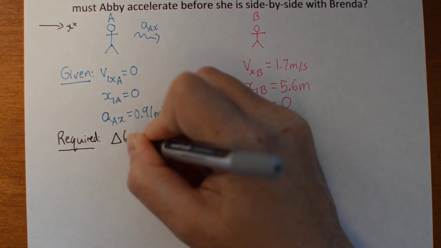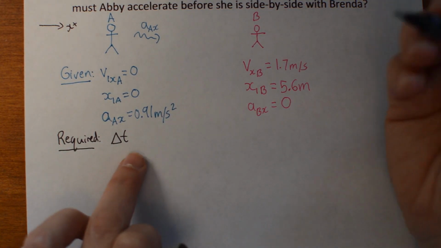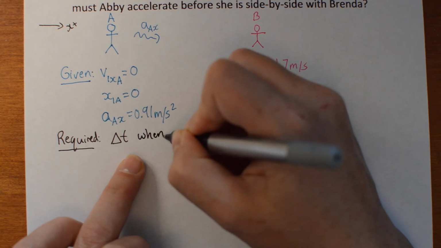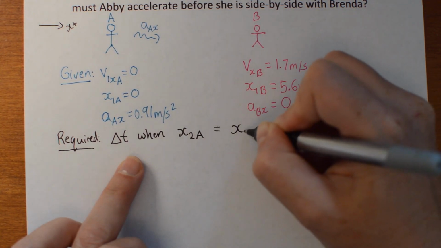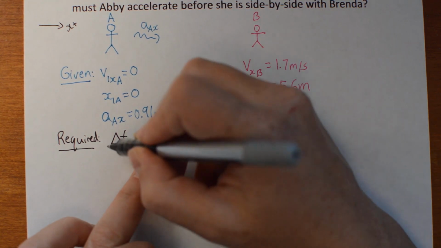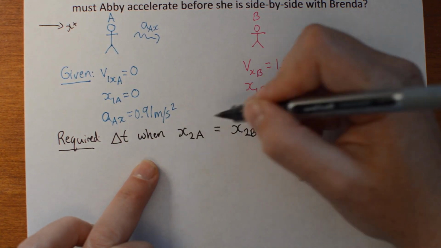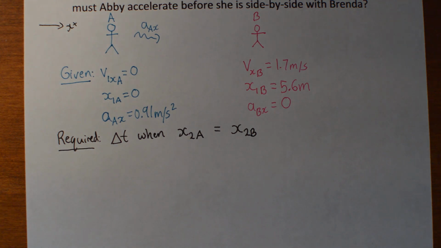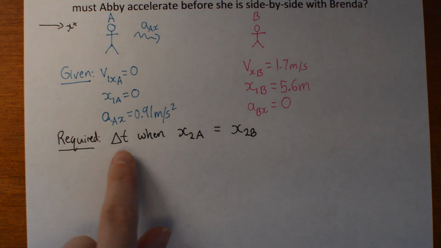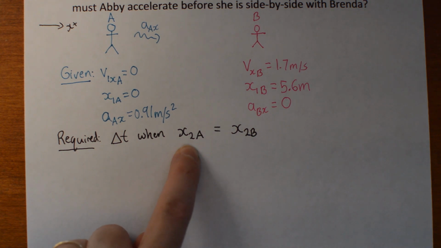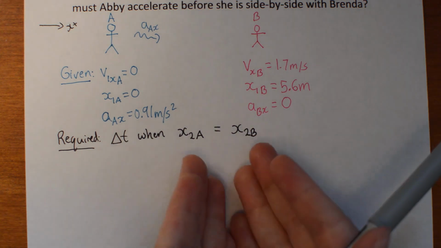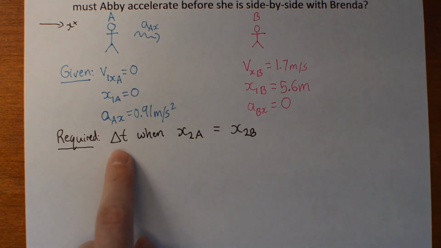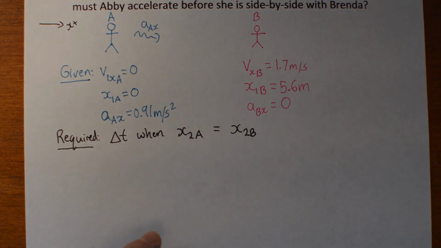Okay, what we're looking for, so our required, is delta t. That's the same for both of them. We want to know delta t at the moment when the x2 of Abby equals the x2 of Brenda. So I'm trying to find time when their final positions are equal. When you're in this kind of situation, it's a good idea to make an equation for the final position of Abby and an equation for the final position of Brenda, and then we'll set them equal to each other, and that will let us solve for time. So I'll show you what that looks like.